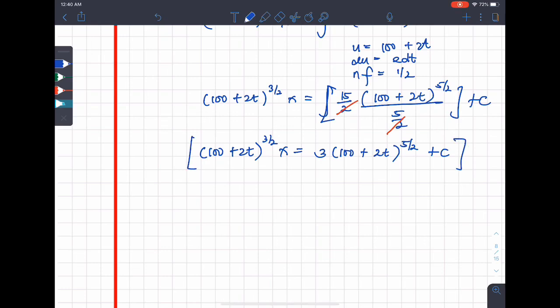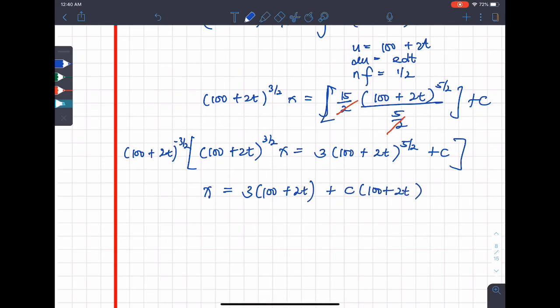So multiplying everything by 100 plus 2t raised to negative 3 over 2, giving us x to be equivalent to 3. So 5 over 2 minus 3 over 2 would just be 3 times 100 plus 2t, and then plus c, multiplied with 100 plus 2t raised to negative 3 over 2. So again, what would be the value of C?